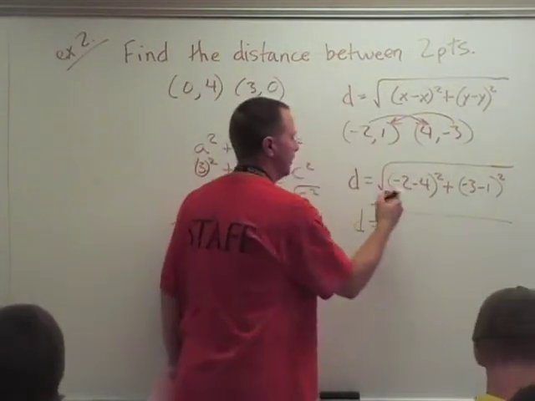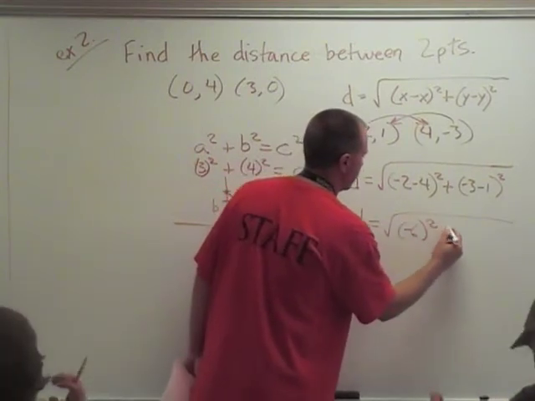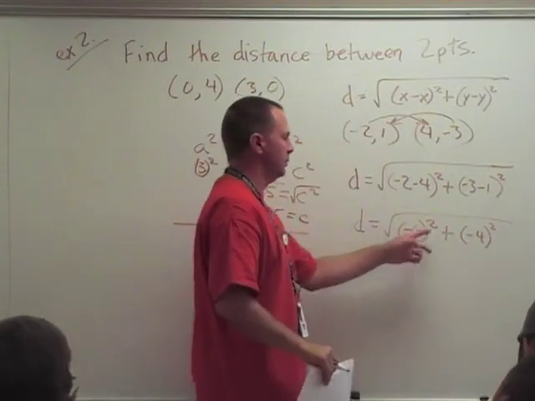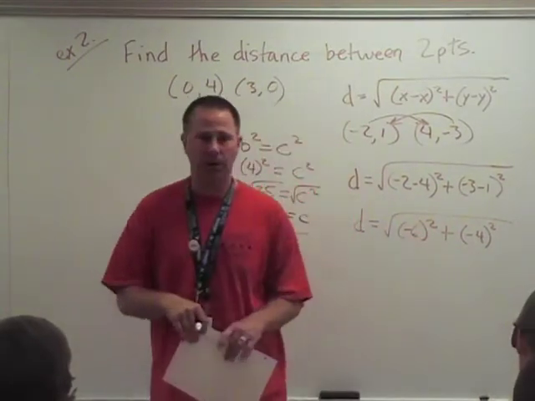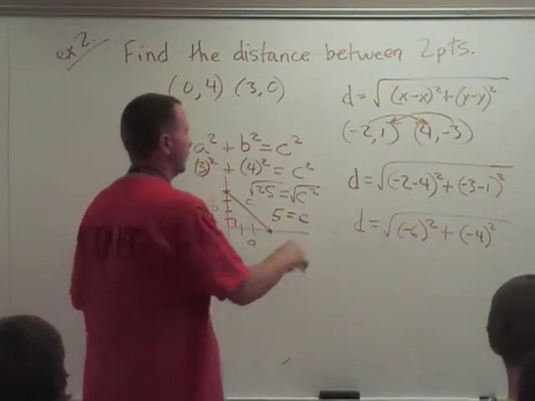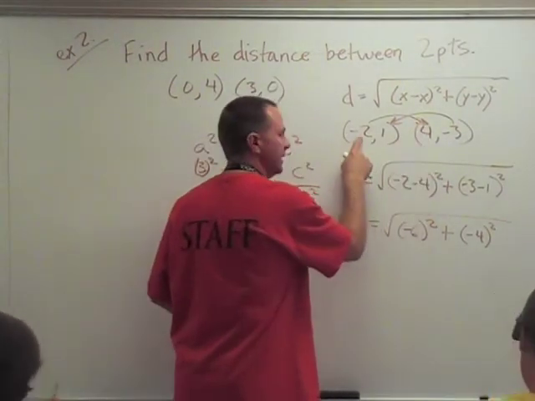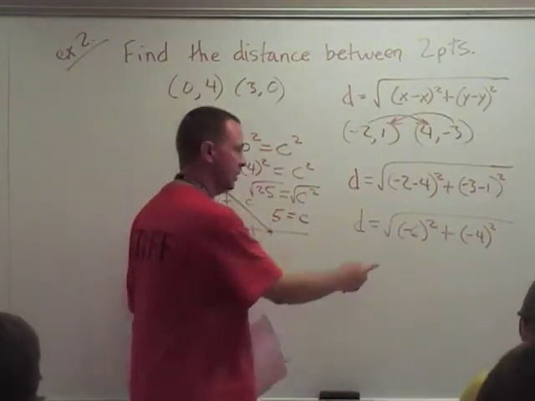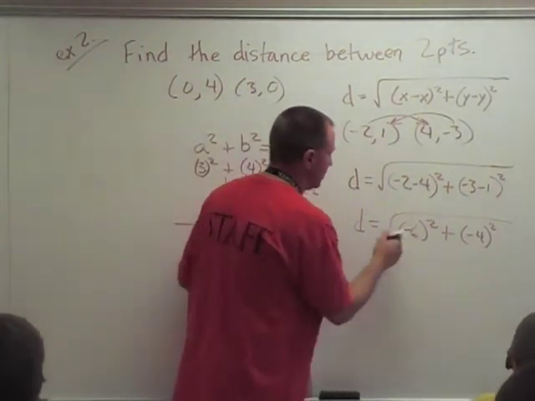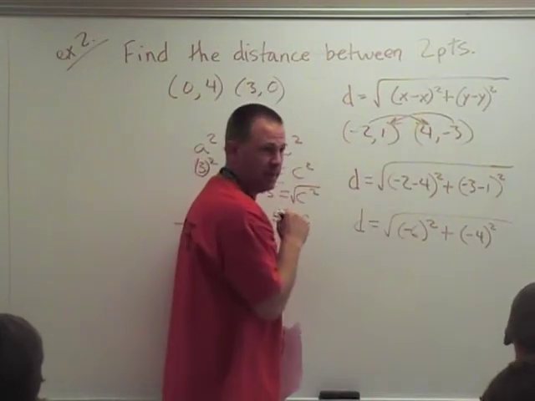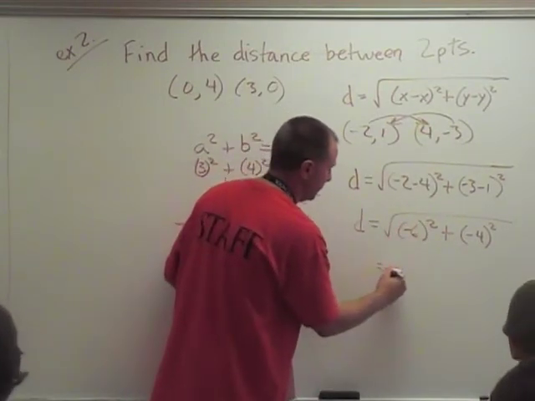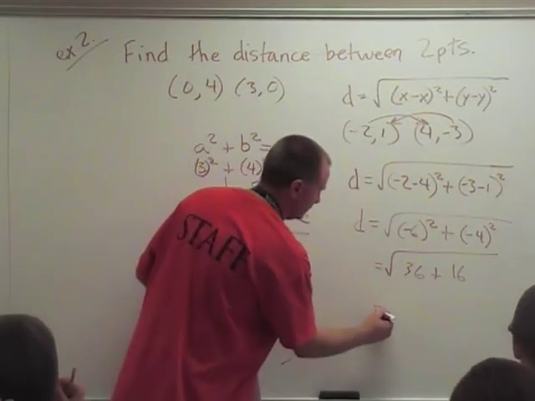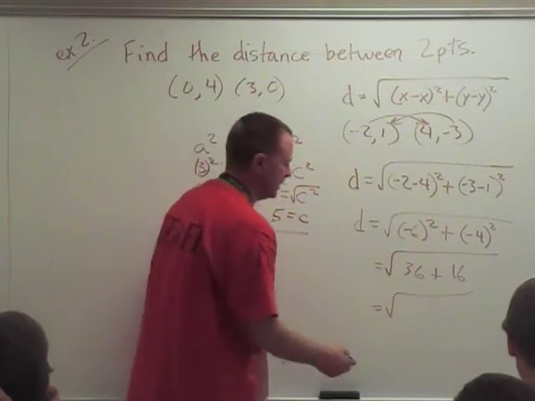Alright? -2 minus 4 is -6. -3 minus 1 is -4. It doesn't matter if it's positive or negative because when you square it, you're going to get a positive anyway, right? So if you took 4 minus a -2, you got a positive 6. But you square it, you still get positive 36. You square this, you still get positive 36. So the order that you did that does not matter because you're squaring the value. So this is 36. This is 16. 36 and 16 is 52.